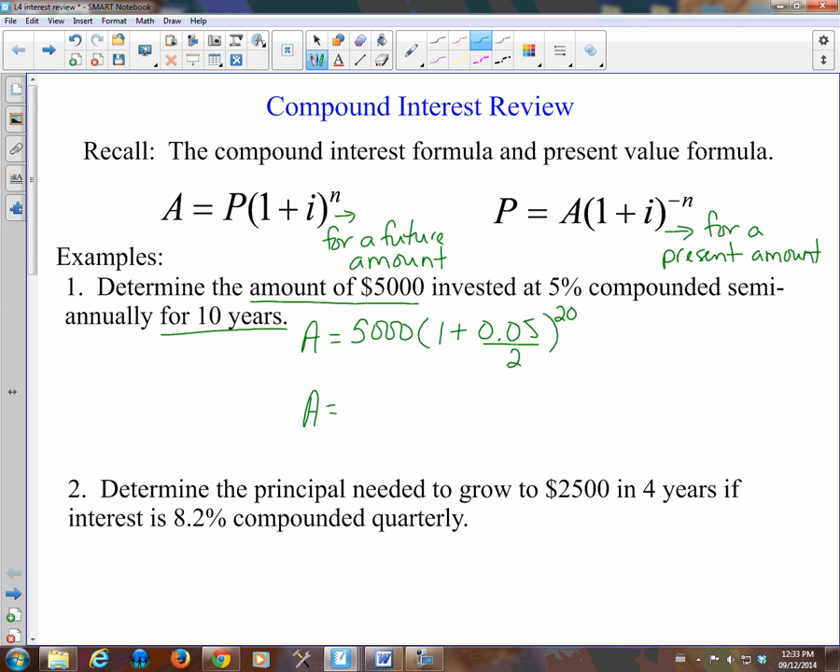So I've got 0.05 divided by 2 is that, and I'm going to add 1 to it, an exponent of 20. And then I'm going to multiply by 5,000. And that gives me $8,193.08 as the future value of that money.